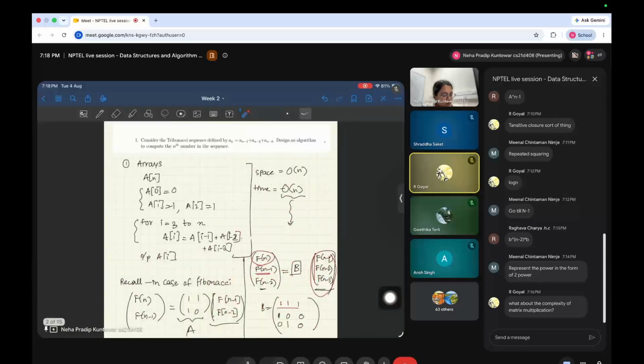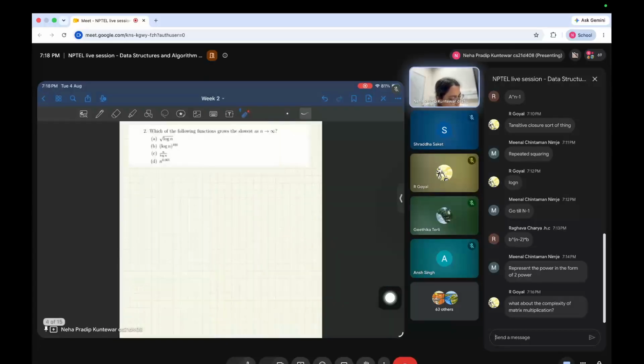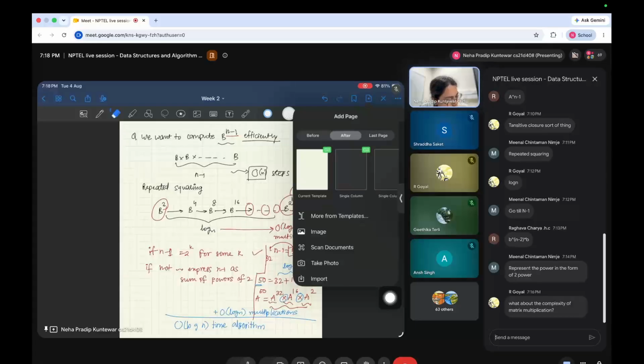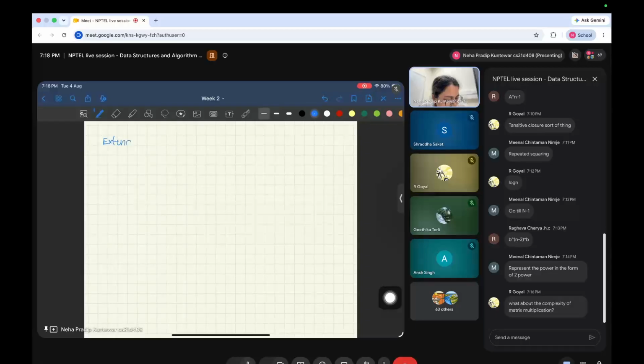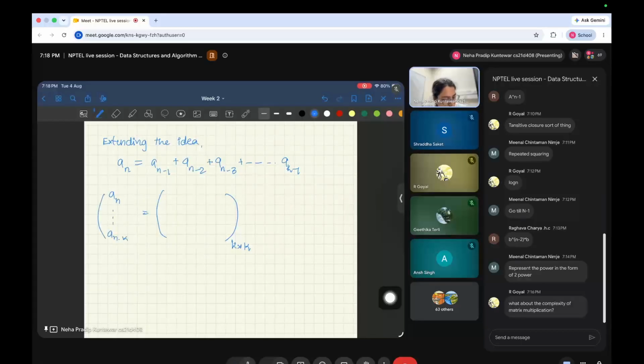Yeah, good. So in general, extending the idea, consider the relation an is equal to an minus 1 plus, let's say, an minus k. So now your matrix is going to be a k cross k matrix. And here you have a into an minus k. Here you'll have n minus 1.